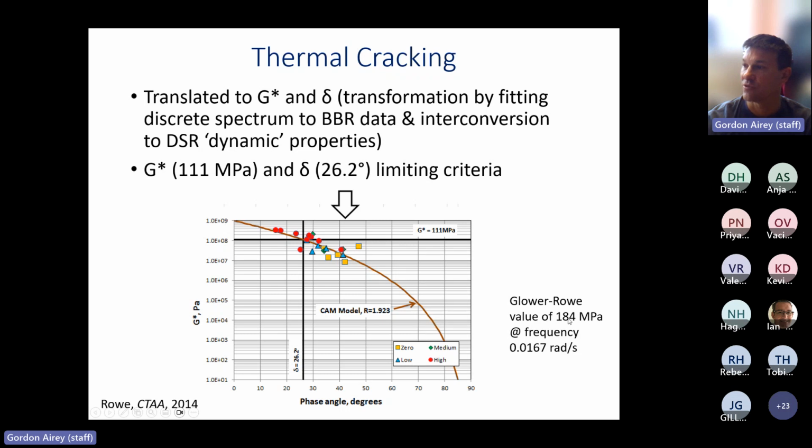And again, these values correspond to a Glover-Rowe value. And again, I'm going to show you a Glover-Rowe plot in a second. If we take that data, that basically corresponds to a Glover-Rowe value of 184 megapascals at a particular frequency, and obviously the temperature corresponding to the cracking temperature of the road.